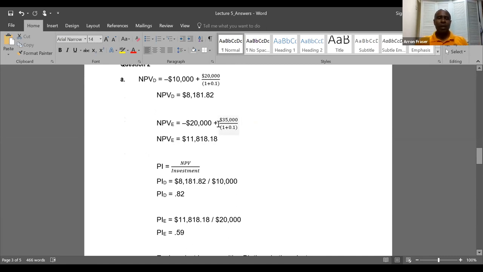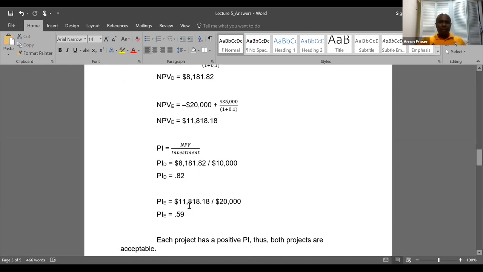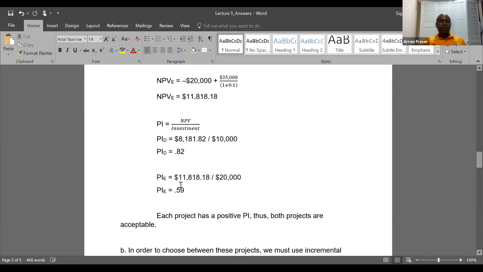Same thing for project E. We're required to invest 20,000 and then we have a cash inflow in year one of 35,000. We discount that at one plus the discount rate, and you get the net present value of that project of $11,818.18. To calculate the profitability index, we take the net present value of those projects and divide them by the investment required. In the case of project D, we take the NPV of $8,181.82 and divide that by the required investment of 10,000, and we'll have a profitability index for project D of 0.82. For project E, we worked out the NPV of $11,818.18. We divide that by the required investment of 20,000, and we'll have a profitability index of 0.59.